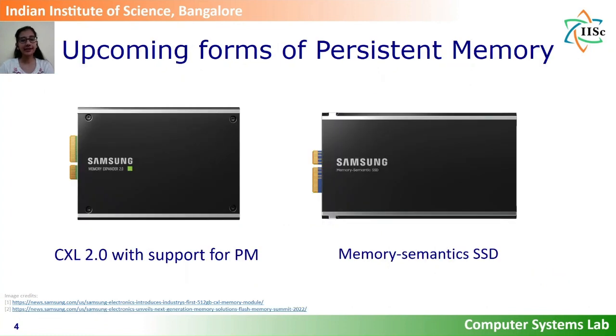Although Intel is discontinuing Optane PM, Samsung has launched memory semantics SSDs that can effectively act as PM. Additionally, the Compute Express Link 2.0 specification incorporates a GPU persistent flush operation for manipulating PM resident data structures. Hence, while Intel's Optane is the first commercially available PM, it's unlikely to be the last.